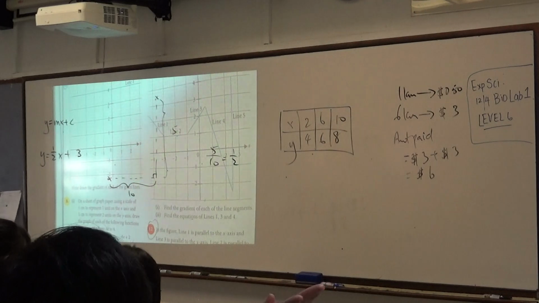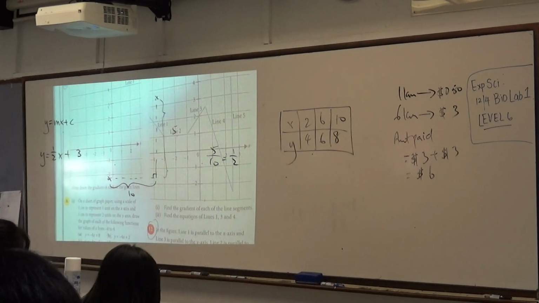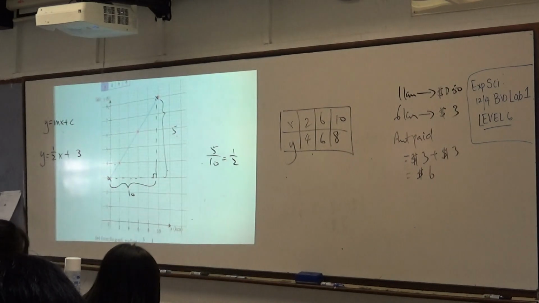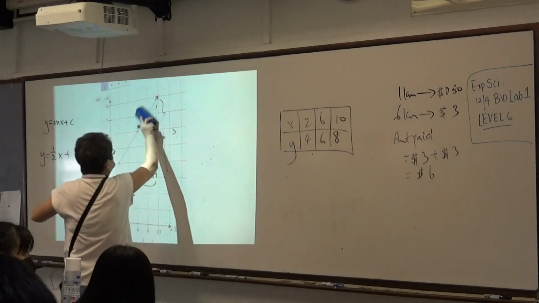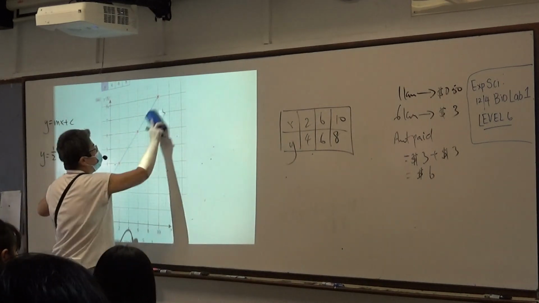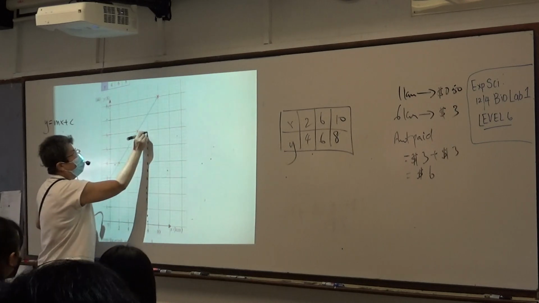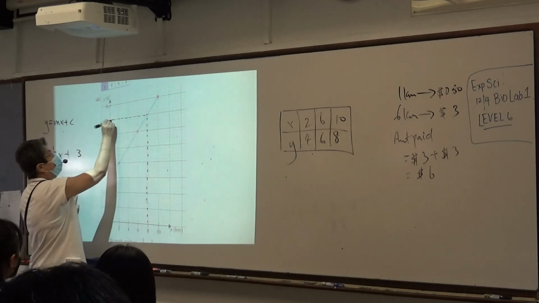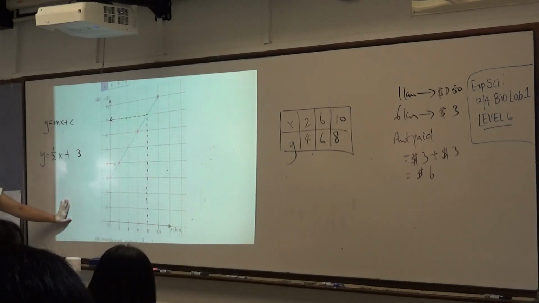Part 5. How much does a passenger have to pay for a taxi ride of 8 kilometers? Now, this is what you do. From here, right? 8 kilometers will be here. You dot here, then you dot here. So when you read, how much? $7. Are we clear? $7.